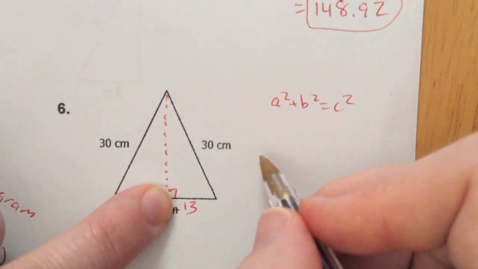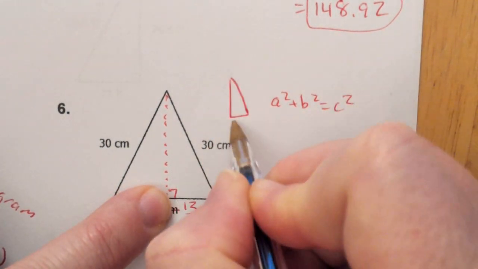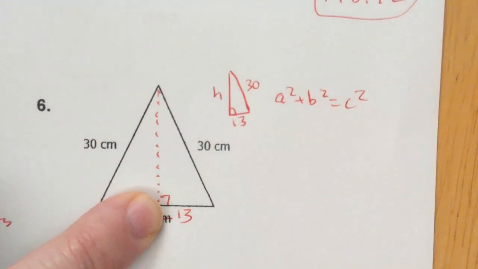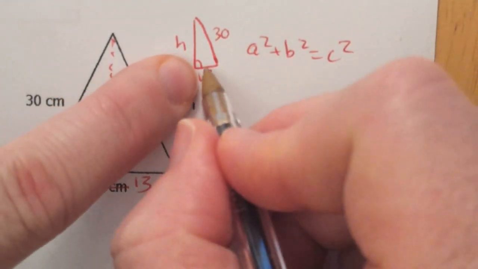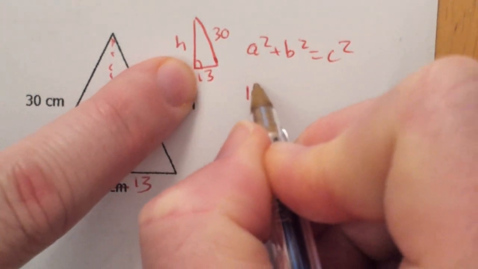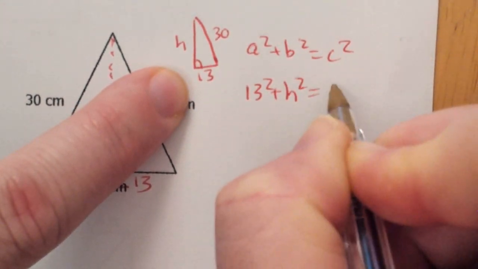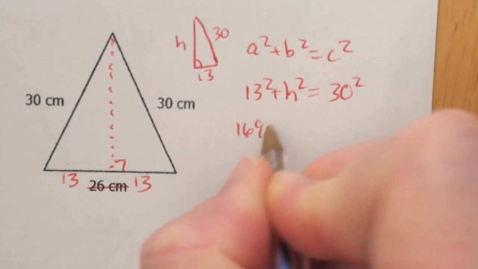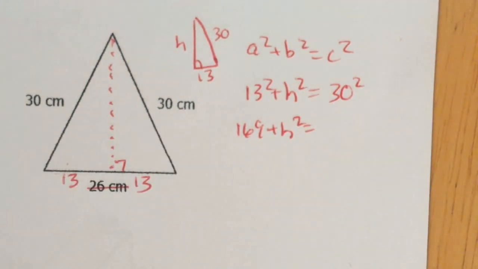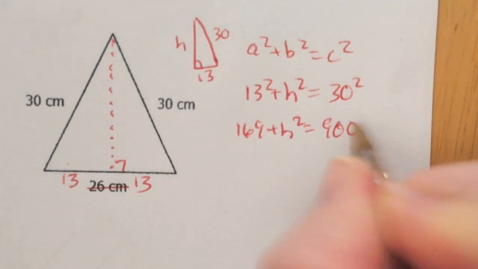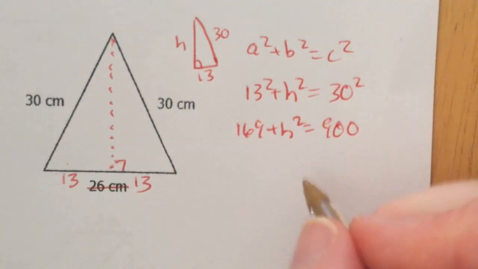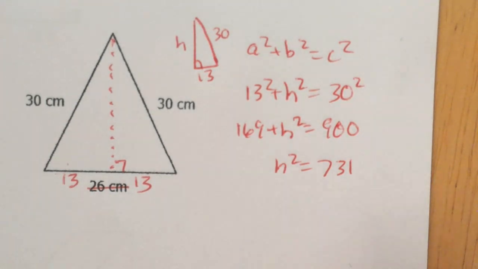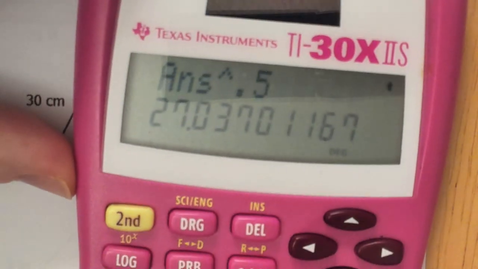Put your finger on the right angle. So what we're doing is, this is 13, this is 30, and we're looking for the height. We'll zoom in just a little more. All right, so put your finger on the right angle. We have 13 squared plus h squared equals 30 squared. 13 squared, we get 169, plus h squared equals 30 squared, which is 900. Subtract 169 from both sides. H squared equals 731. Square root both sides, and we get this big long decimal.